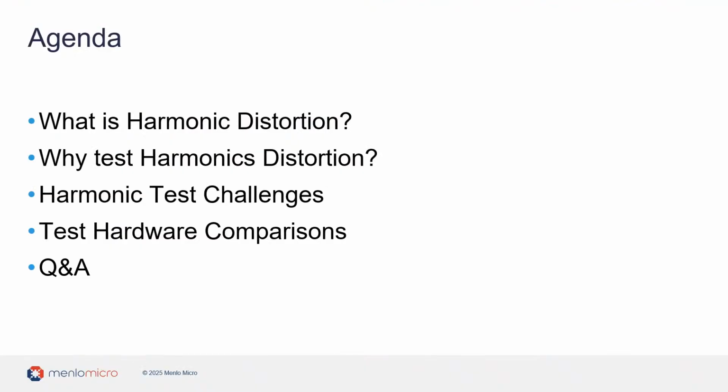Moving on to the agenda for today, I'll start with a discussion of what harmonic distortion is and why it's necessary to test harmonic distortion on electrical components. From there, we'll talk about some of the challenges in creating a harmonic test system that has the sensitivity necessary to evaluate passive devices. Then we'll show a comparison of different test hardware and what the resulting sensitivity of the system is before finishing off with a question and answer session.